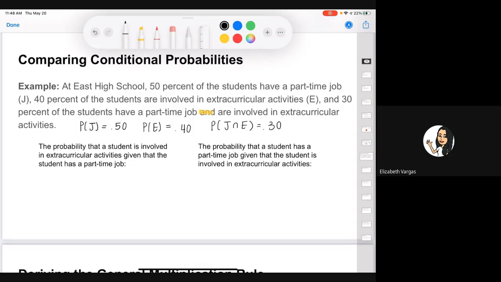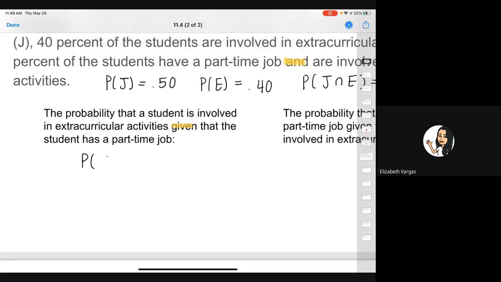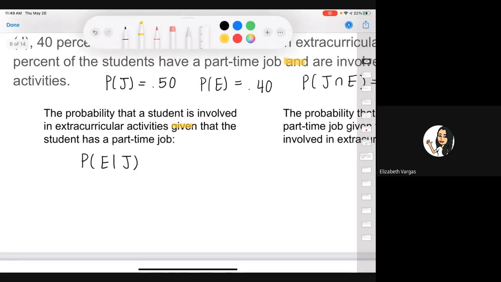Okay, so there I have written down all the different probabilities that I've located. Now, given this, I want to solve this. What is the probability that a student is involved in extracurricular activities given that the student has a part-time job? So remember, your given goes after. The probability E, given that they have a part-time job. So that's how we would write it. Remember that your given goes after your symbol. Okay, so that's how we would write that one.